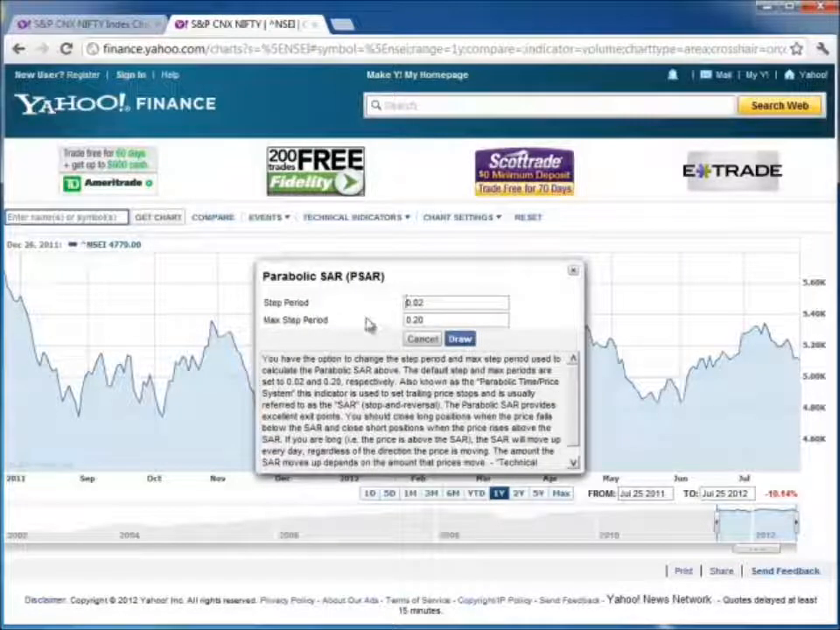And these two values, the step period of 0.02 and the max step of 0.2, are actually values that are used to calculate the parabolic SAR. I haven't really talked about them, but there's no real need to change them. These are the default values that are mostly used in these calculations. And this just tells us the speed at which the SAR moves and can catch up to the actual price. As I said, the calculation of this is fairly complex, so if you were interested in the calculation, you could vary these parameters. But I would suggest just using these. Use the step period as 0.02 and the max step period as 0.2. Okay?